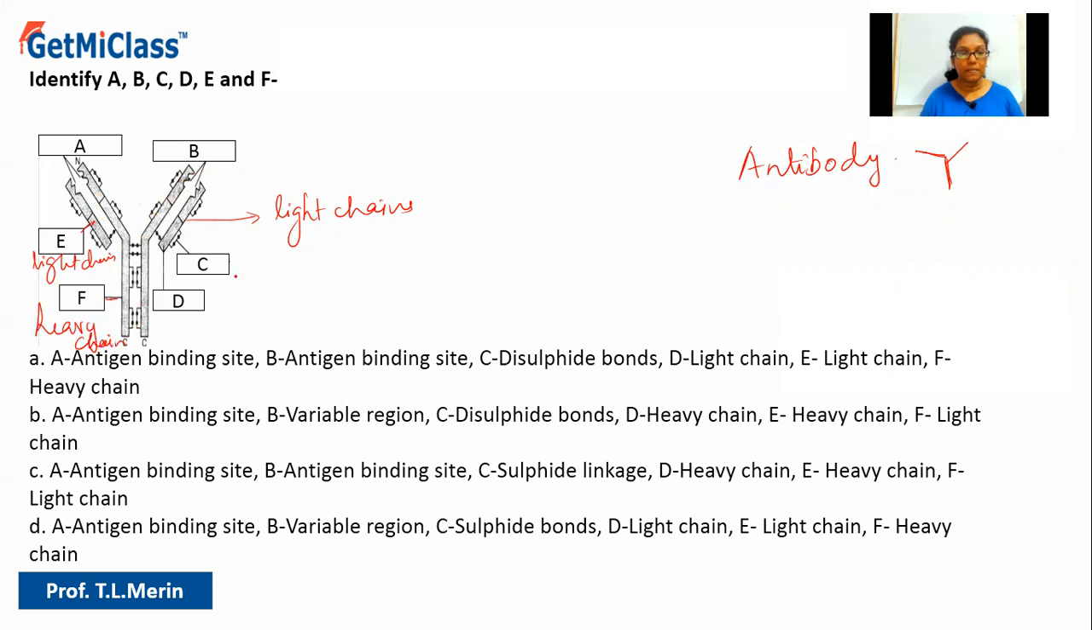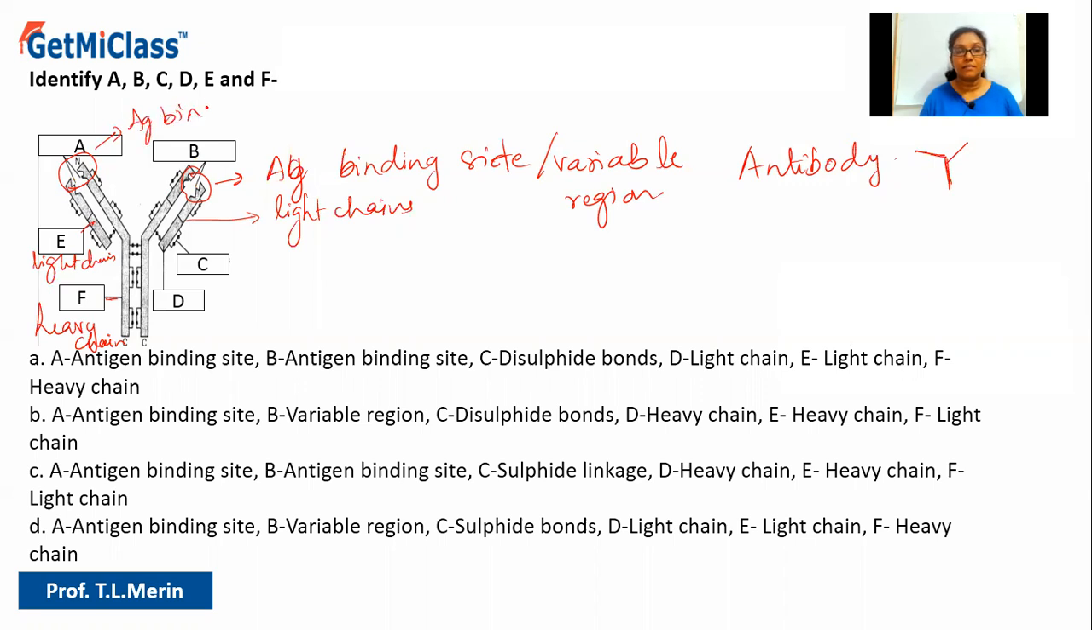Now, in the light chain and heavy chain, in the beginning, this is the region where the antigen binds. So you can say antigen binding site, which is also called a variable region because it will change itself depending upon the type of antigen. So B is the variable region. Here again, this is also a variable region. So A is also a variable region, or you can also say antigen binding site. Binding site or variable region, both are the same.